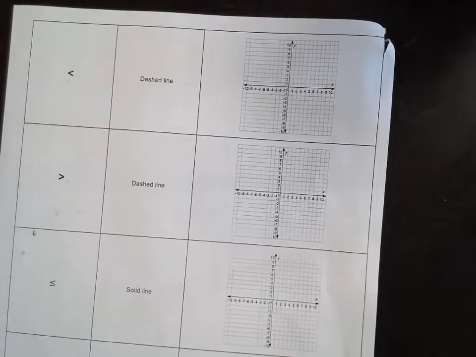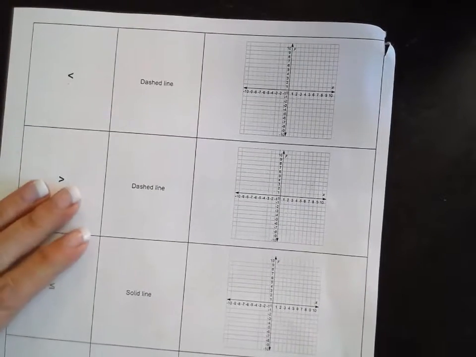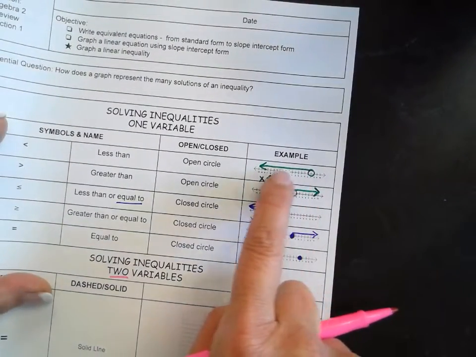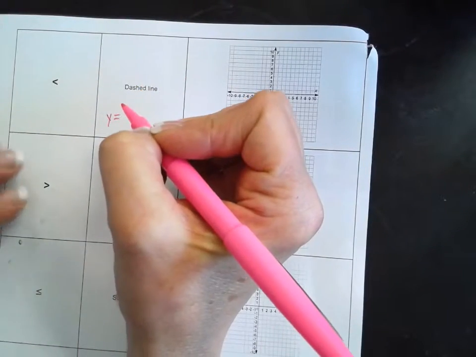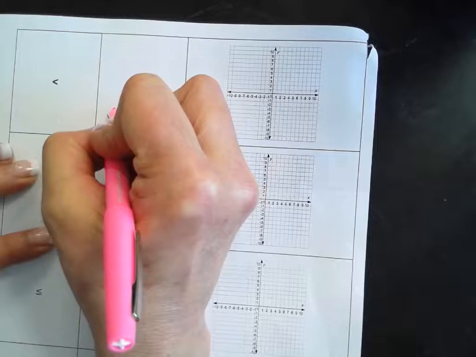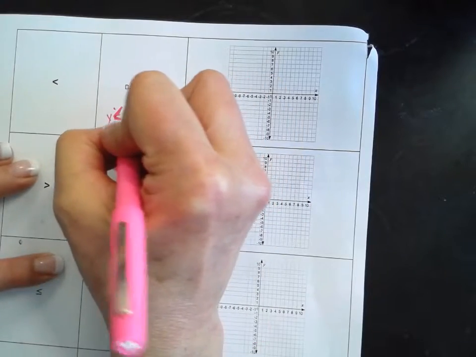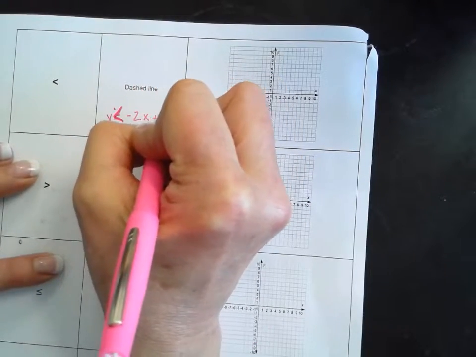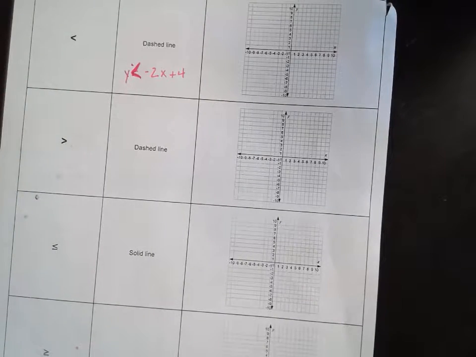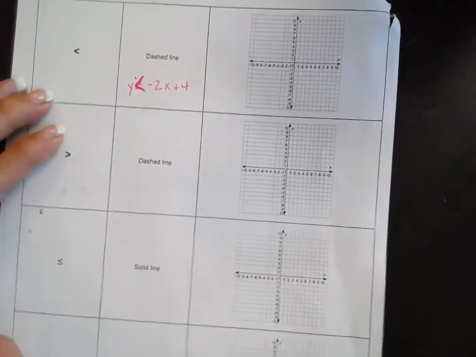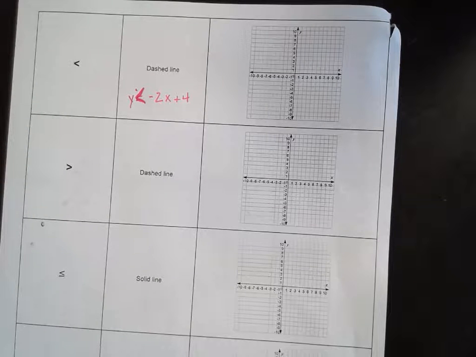Okie dokie. If we have a less than inequality, now remember on the number line side, when we had less than, we had a lot of solutions, right? Okay, so let's say y is less than negative 2x plus 4. Y is less than negative 2x plus 4. Okay?